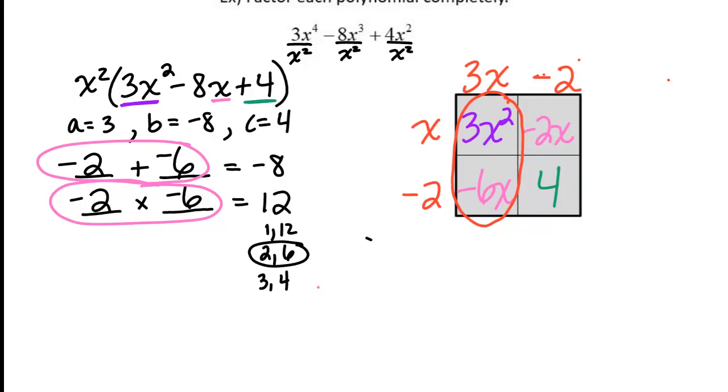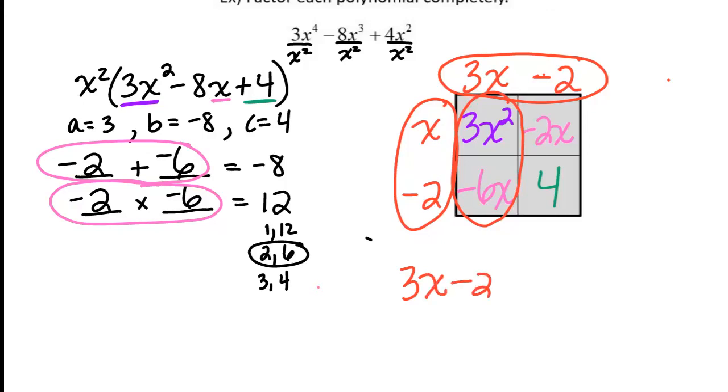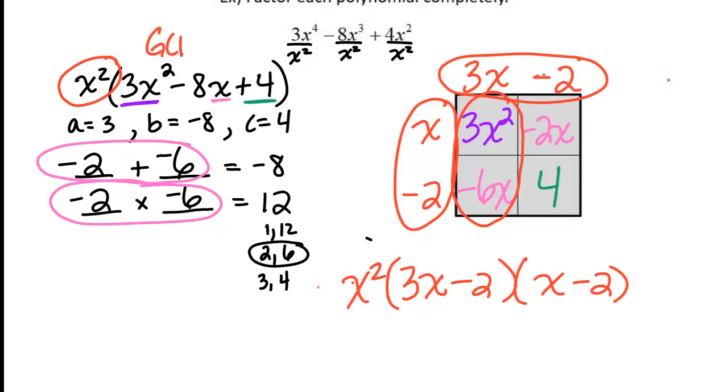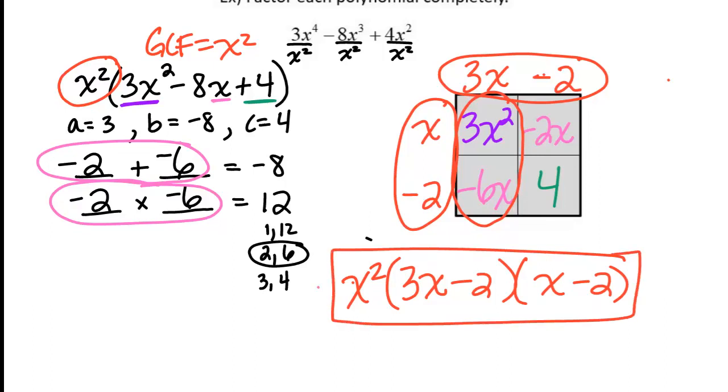So now I have my two binomials, 3x minus 2 and an x minus 2. But don't forget your GCF like I've been forgetting. Don't forget to put this x squared in the front right here, okay? Because the GCF was an x squared, you have to make sure to add that to your answer at the end, okay?